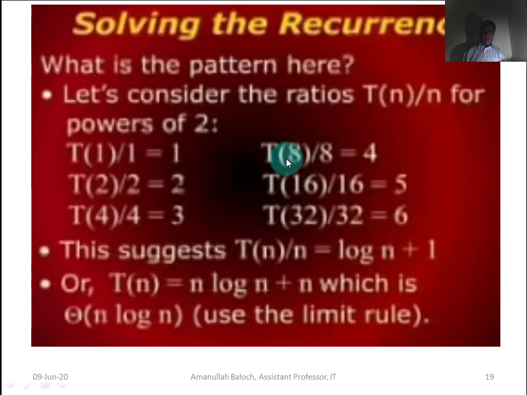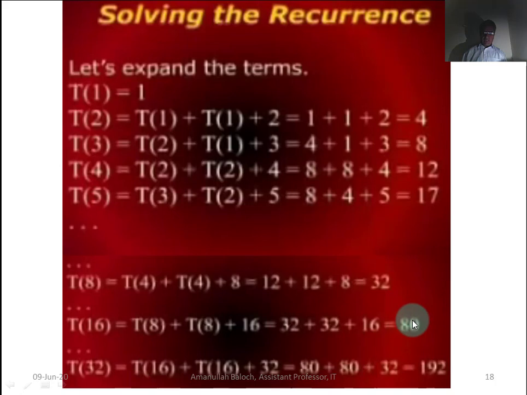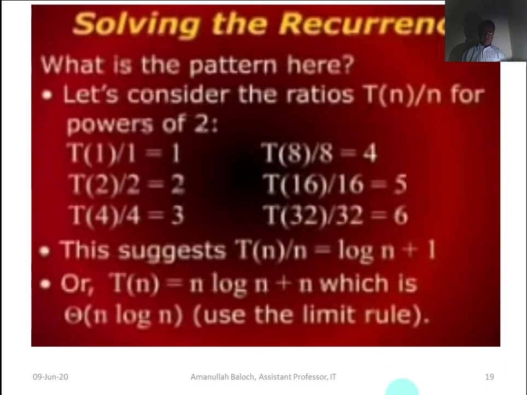T of 8 divided by 8: the value of T of 8 is 32, and 32 divided by 8 is equal to 4. T of 16 divided by 16: in the previous slide, you may see T of 16 is equal to 80. 80 divided by 16 becomes 5.